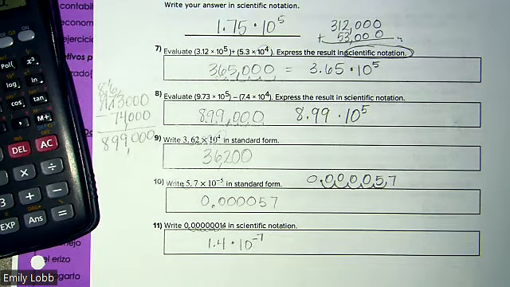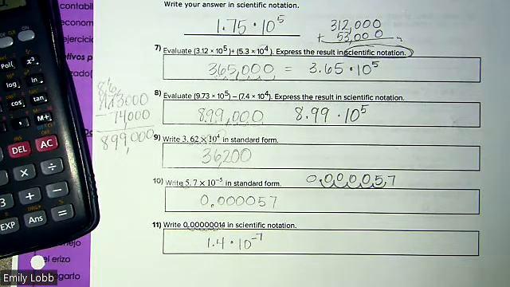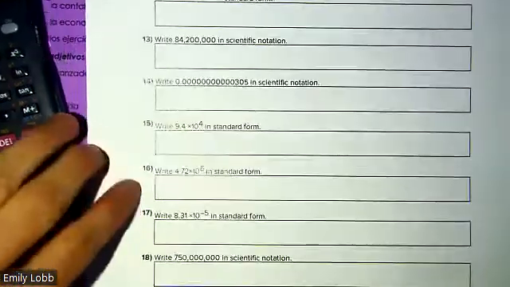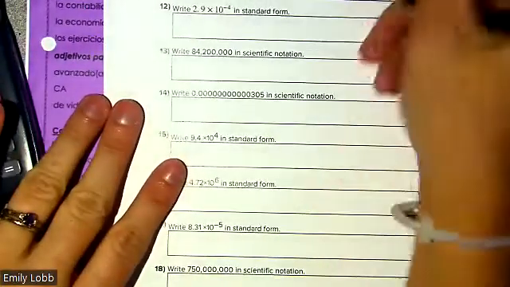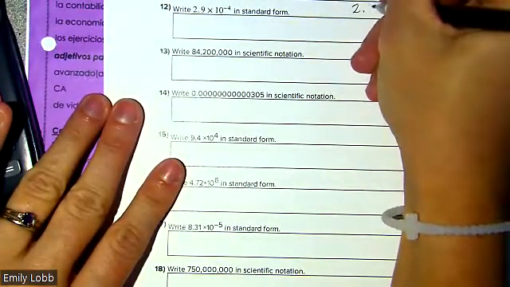So pay attention to how they want your answers. Pay attention if you need to go left or right, positive or negative. Questions about page 2? Still so far so good? Excellent. All right, this in standard form. Again, you need some more room.